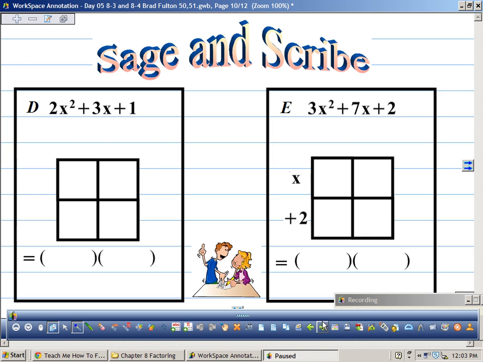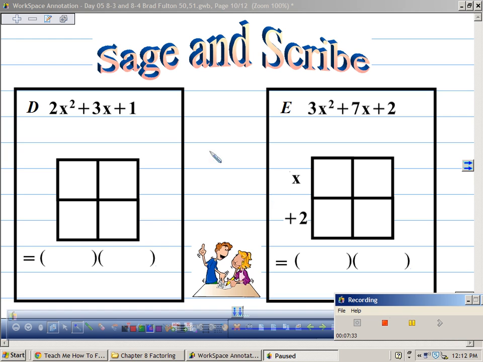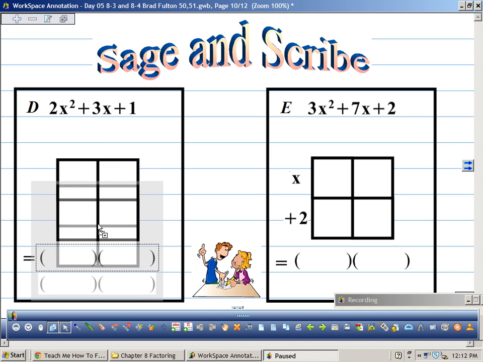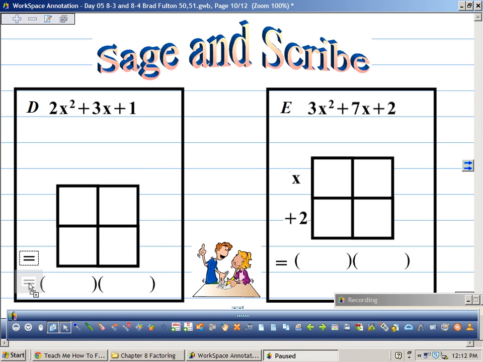Okay, the next two. Sage and scribe. So I want you to turn to your shoulder partner and do rock, paper, scissors to see who goes first. Okay, who wants to sage for me? On D. Elgin, you want to tell me how to do it? Never mind. Let's move these a little bit so we have room. There we go, Elgin.